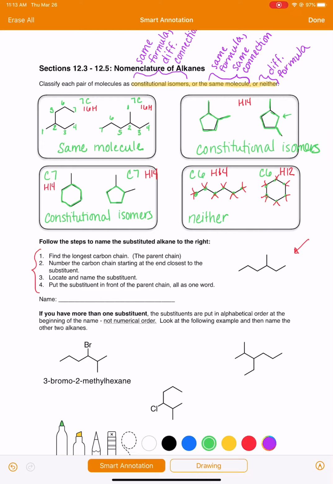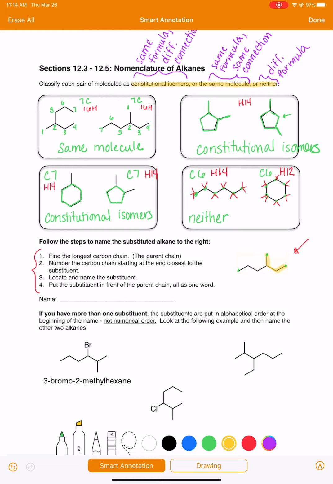In finding the longest carbon chain, we're going to start at any end. We could start at this end, we could start at this end, or we could start at this end. We're going to start at any end, and we're going to move towards any other end. Like maybe we would go this way. That would be one option. Or maybe we would go this way. That would be another option. Or we could go like this. That would be another option.